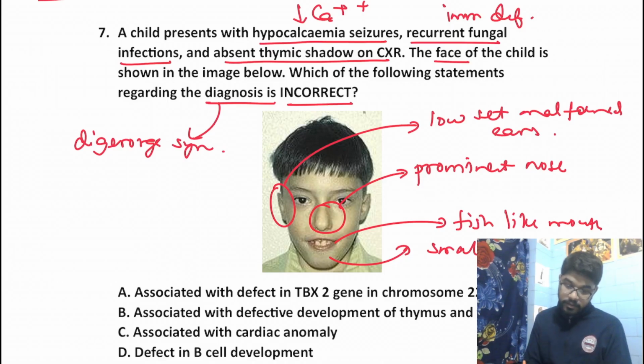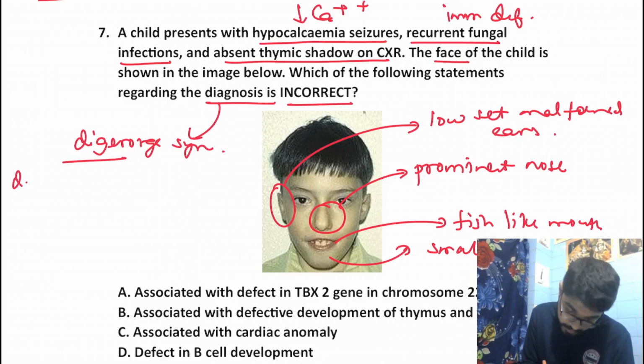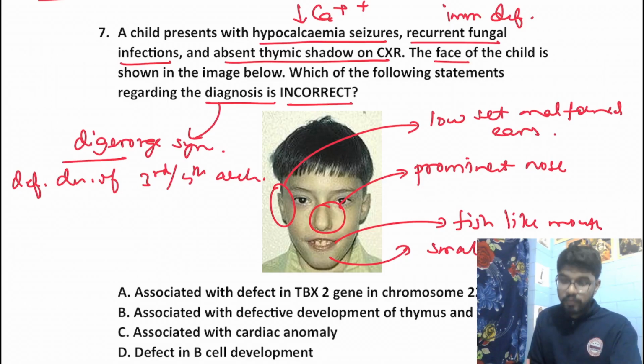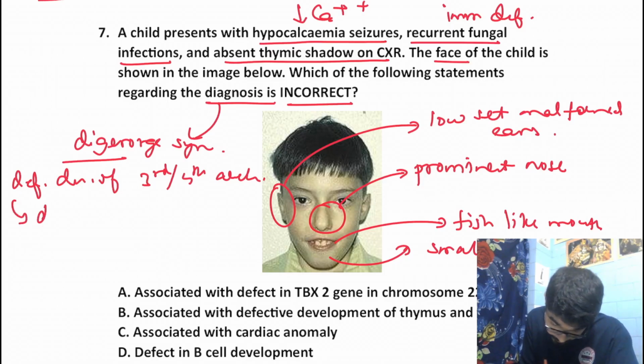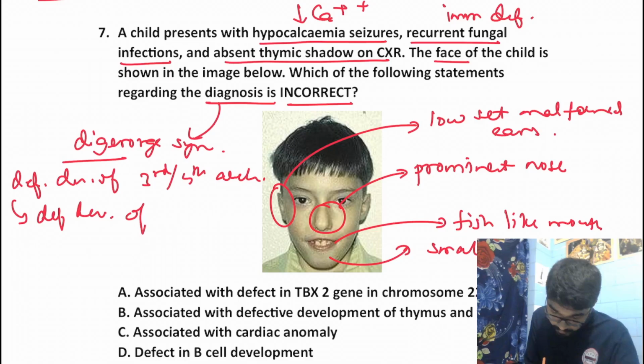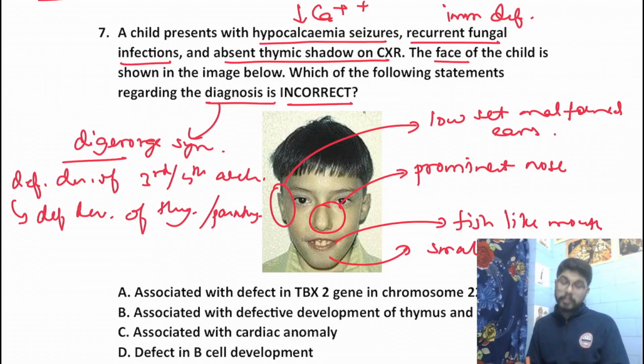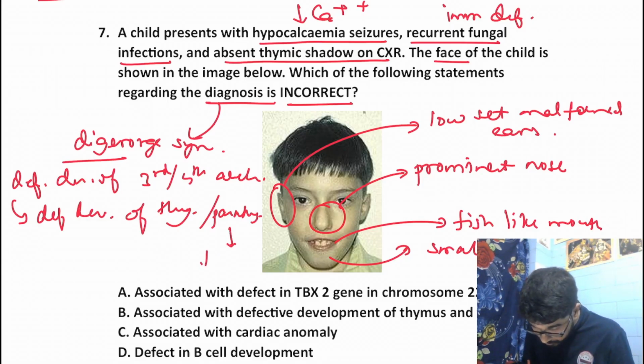Right, now DiGeorge syndrome, what do we get? There is defective development of the third and the fourth pharyngeal arch, which would result in defective development of the thymus and parathyroid glands. Due to the involvement of the parathyroid gland, we get hypocalcemia.